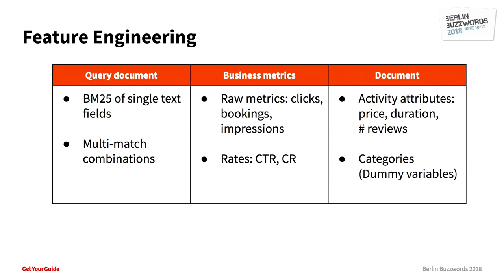We are using Elasticsearch, so we collect the BM25 of single text fields that are relevant for our domain, with multi-match combinations like best fields, cross fields across those text fields. Business metrics, we decided to include the raw business metrics, but also metrics that represent our conversion funnel, let's say. So we include clicks, books, impressions, but also rates, like CTR, CR. And document features, in our case, are attributes like price, the duration, number of reviews, and also categories that the document belongs to. In our case, it might be tickets, tours, walking tours, many things.